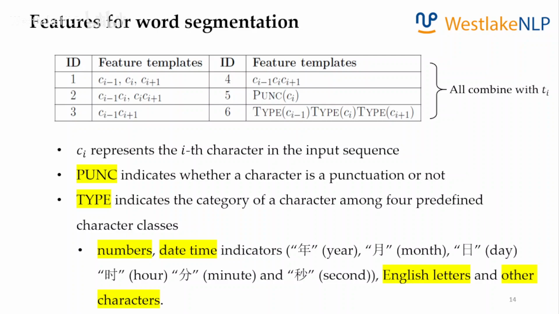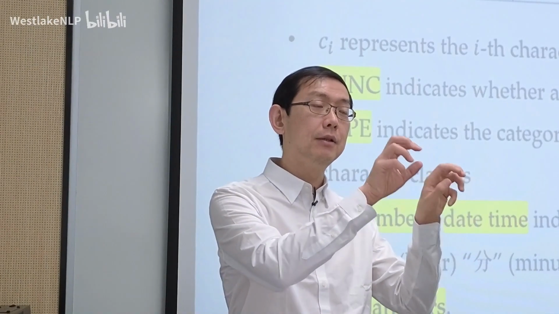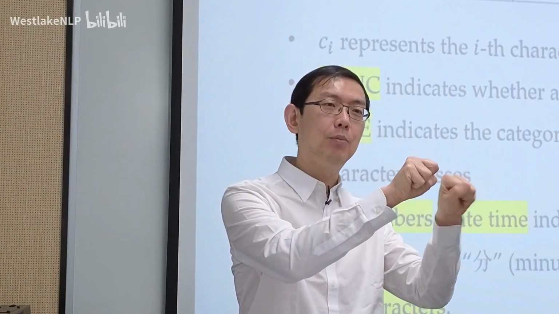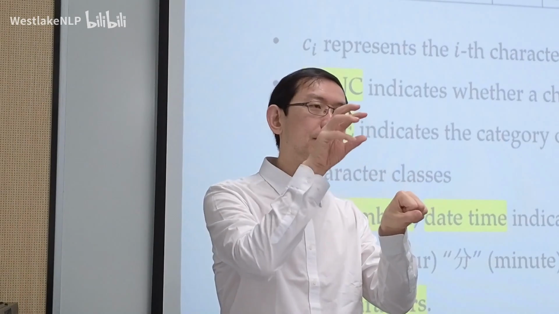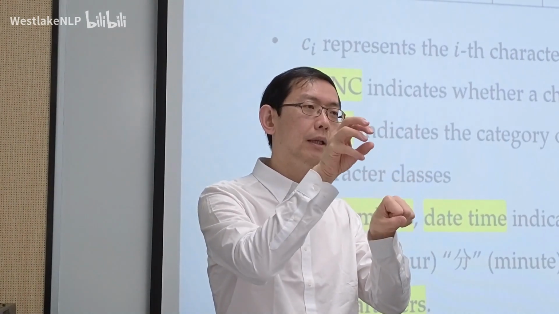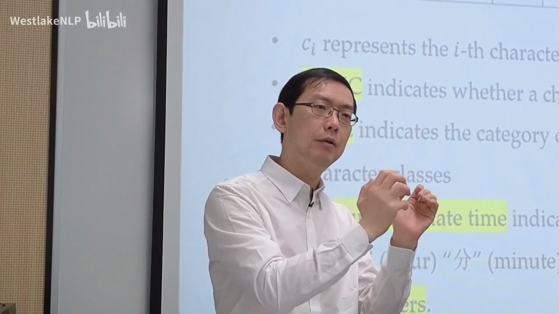And you can also have character bigram features. What about the previous character is this, and the current character is this? What about these characters put together in the input sentence, and you want to label the current character as being part of a word?